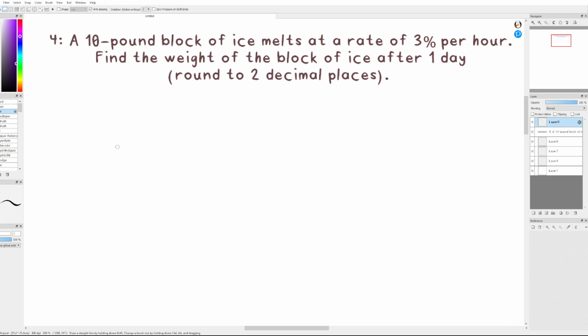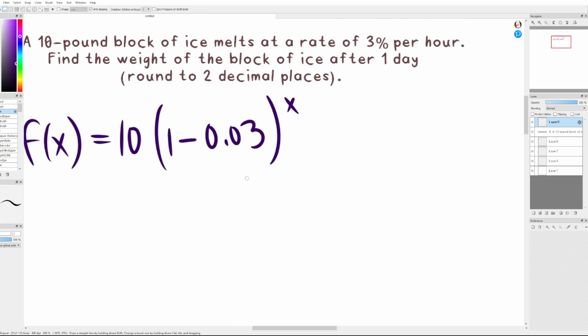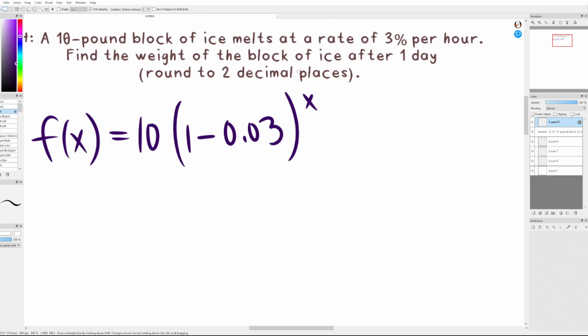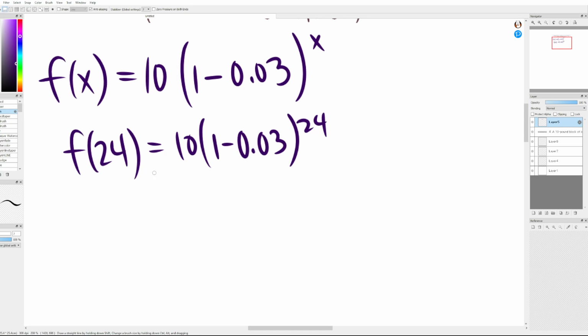So for the first one, basically what our equation is going to look like is f of x, x equals time, equals 10 times 1 minus 0.03 to the time. And then we know that's going to be 3% per hour, and we want after 1 day, there's 24 hours in 1 day, so our x is going to be 24, equals 10 times 1 minus 0.03 to the 24. This will give us 4.81 pounds.